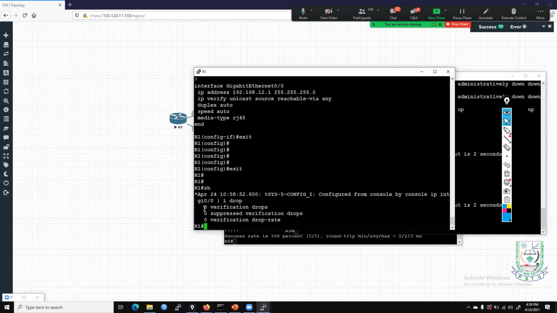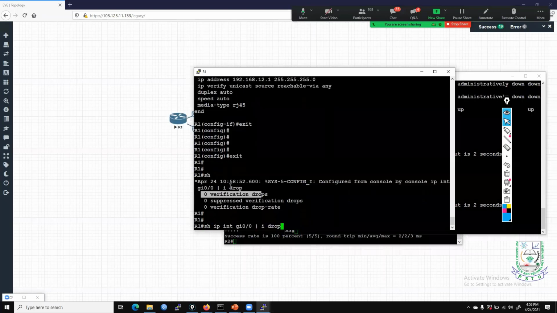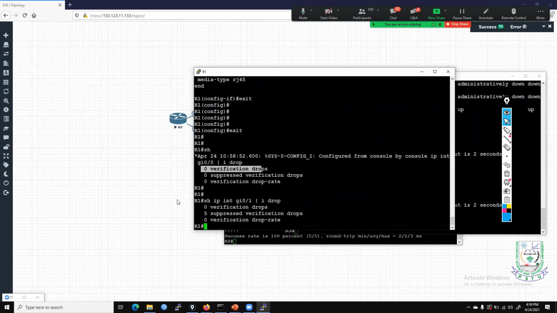So now you see there is no verification drop on R1 Gig 0/0 interface, and also Gig 0/1. Earlier, if you check Gig 1, the verification drops were 4, but now the verification is not dropped, it just passes the verification. That means it's forwarding the packets.